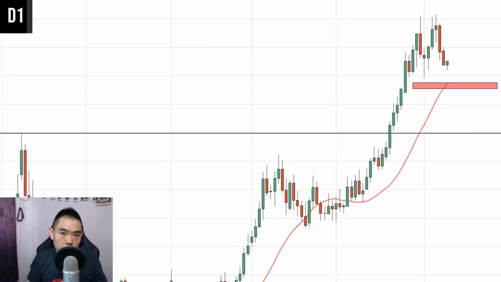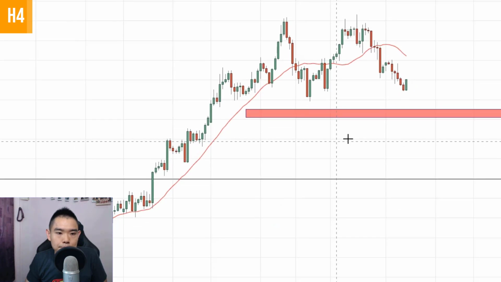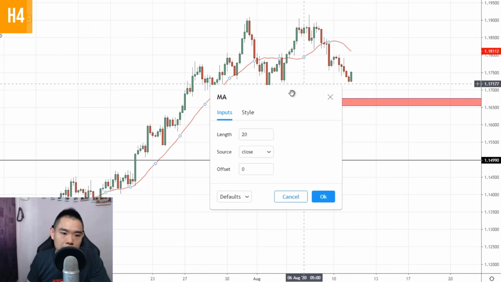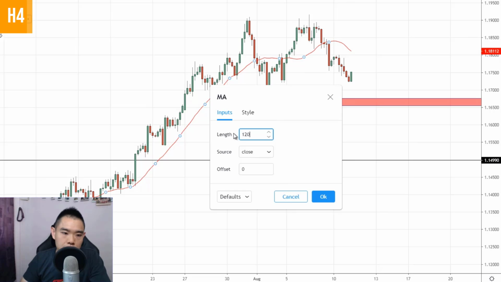So one thing to bear in mind is that the 20 MA on a daily time frame will go up over time as long as the price goes higher. So the 20 MA is not static like support resistance; it goes up as well. So if you go down to the 4-hour time frame and look for a trading setup, what you can do, if you want to know what the 20 MA on the daily is, is just change this to 120.